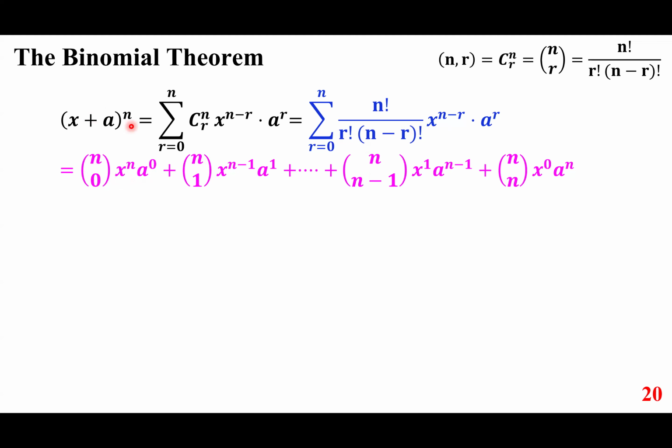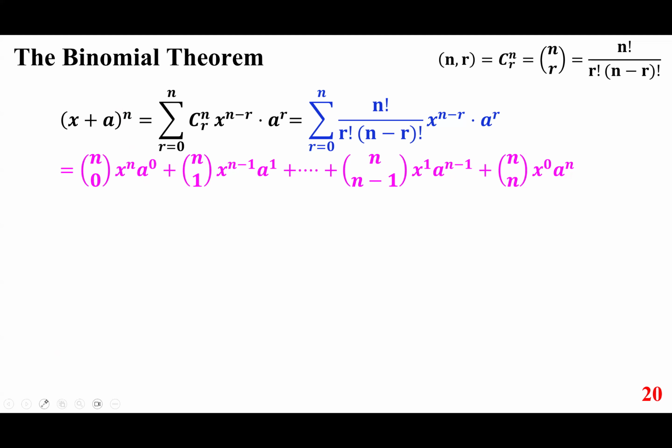The first term takes the exponent n, the last one takes the exponent 0. The sum must be n. As we go down to the next one, n goes down by 1, and this becomes 1. And all the way to the last one, x to the power of 0, a to the power of n.